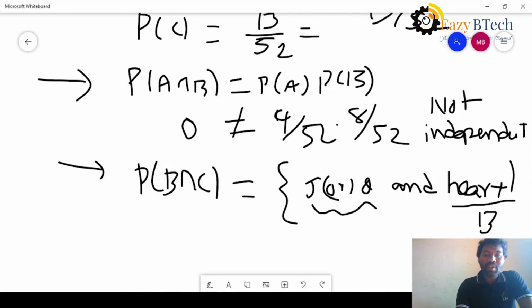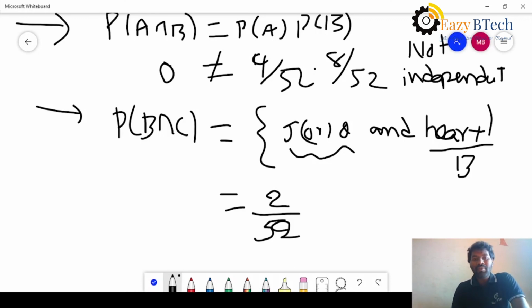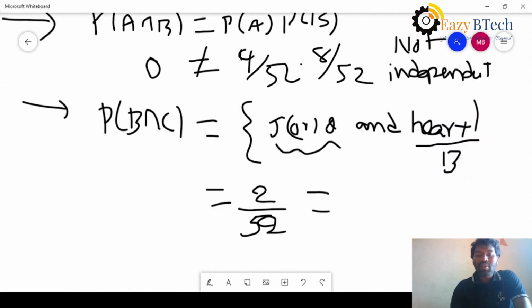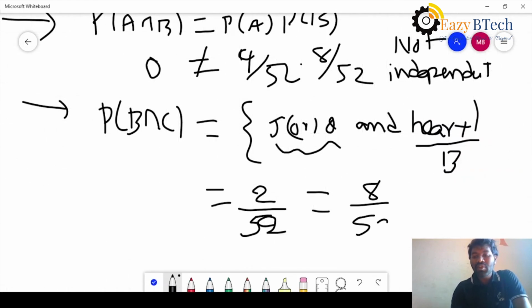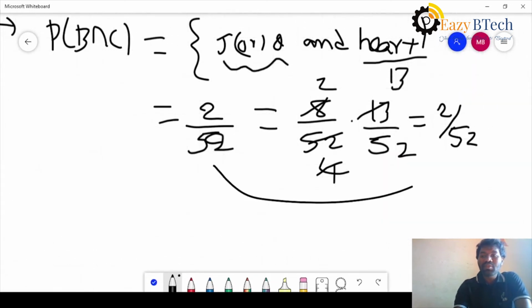That's why the probability P of B intersection C is equal to two cards matched out of 52, so 2 by 52. We know P of B equal to 8 by 52 and P of C equal to 13 by 52. We have to check whether it is equal to 2 by 52 and 8 by 52 into 13 by 52. Now if you see, 13 fours are 52 and 4 twos, it is also equal to 2 by 52, and we can say 2 by 52 is the same answer. After producting the P of B into P of C, you'll get the same answer.